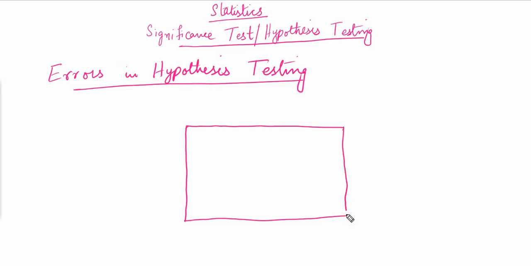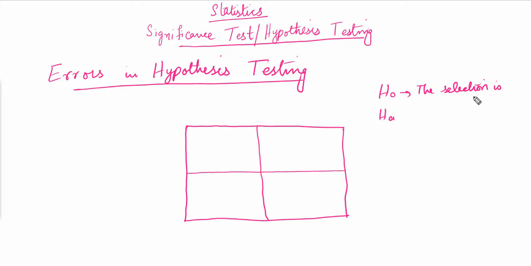Okay, so I'll just divide this table into 4 boxes. We have written two hypotheses, the null hypothesis and the alternative hypothesis. The null hypothesis was that the selection is fair, and the alternative hypothesis was that the selection is unfair.